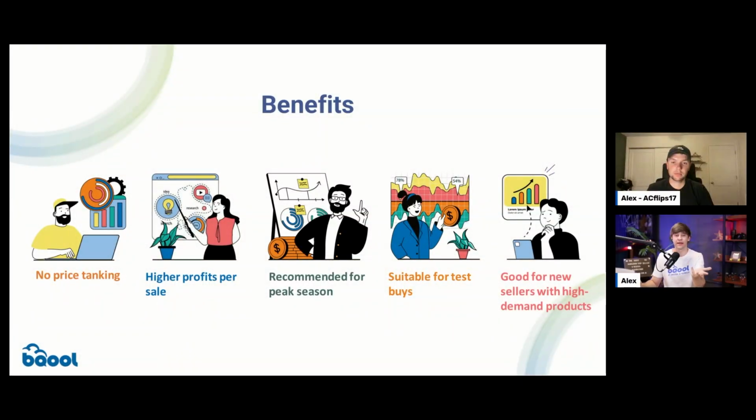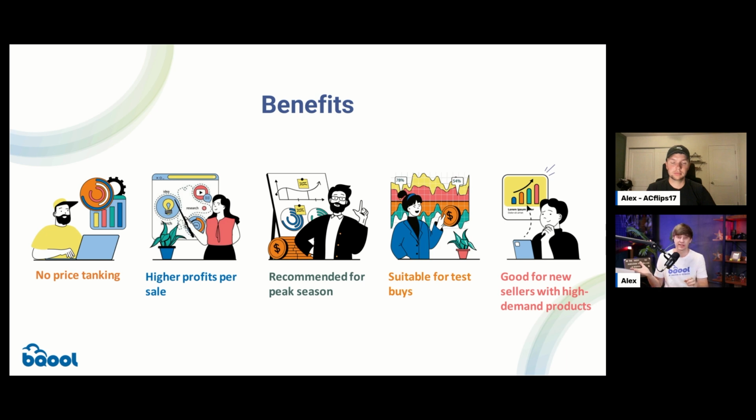And here are some of the benefits of our AI 2.0 rules. As you can see, there will be no price tanking, and there will be high profits per sale. We also recommend using these new features for sellers in the peak season, such as Q4, because in Q4 there will be higher demand for products. People try to buy a lot of items, and it's a really good time for Amazon sellers. So it's a really good opportunity to use one of our AI 2.0 rules.